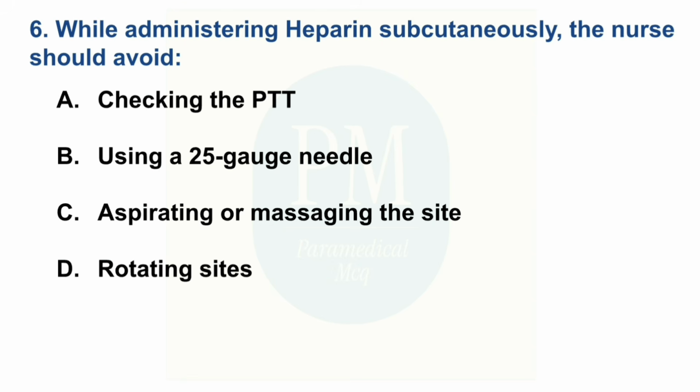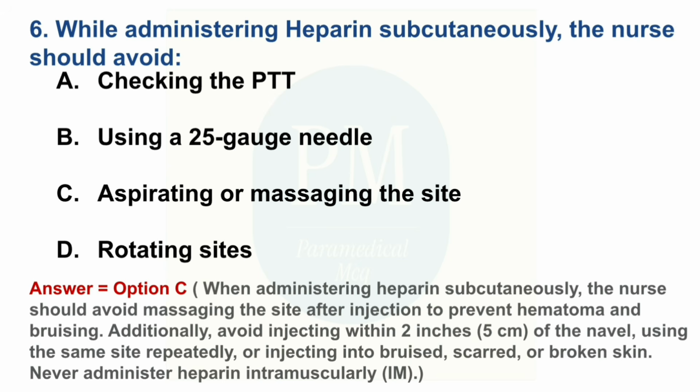While administering heparin subcutaneously, the nurse should avoid: option A, checking the PTT; option B, using a 25 gauge needle; option C, aspirating or massaging the site; option D, rotating sites. The correct option is option C, aspirating or massaging the site.